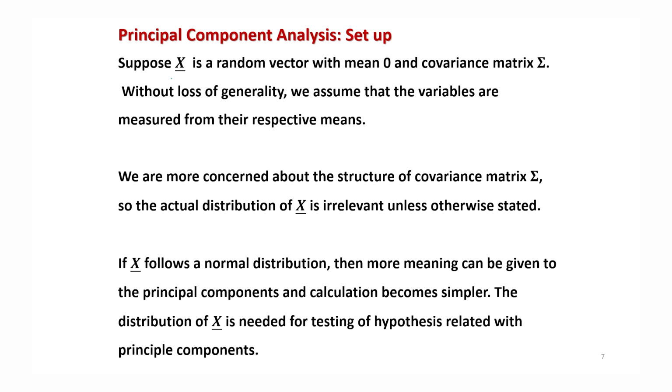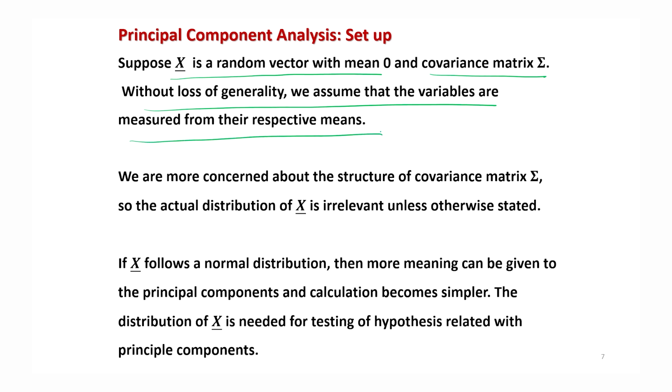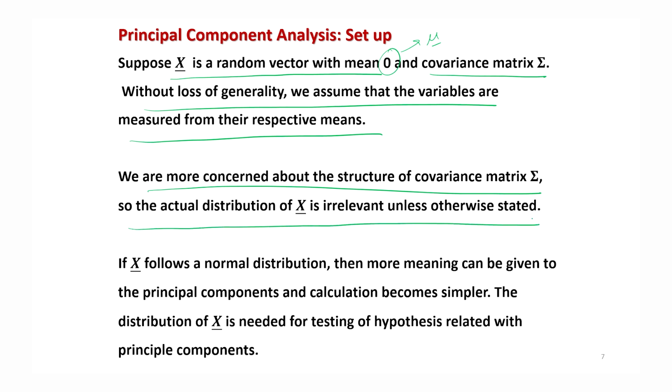So suppose X is a random vector with mean vector 0 and covariance matrix sigma. Without loss of generality, we assume that the variables are measured from their respective means. Otherwise, you can take this mean to be mu. Because we are more concerned about the structure of the covariance matrix, whether X has mean 0 or not is not important for us. Without any problem, I can take the mean vector mu here, which is non-zero.